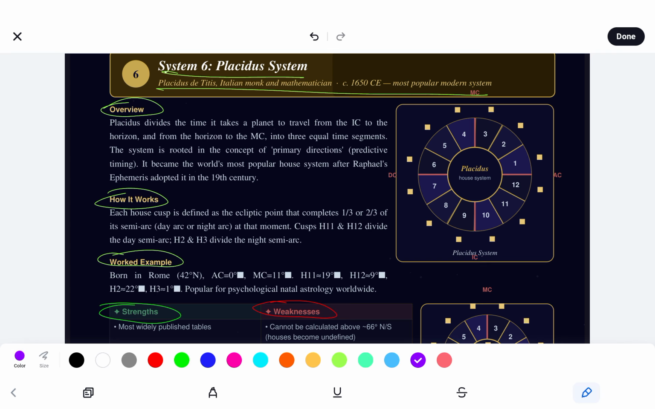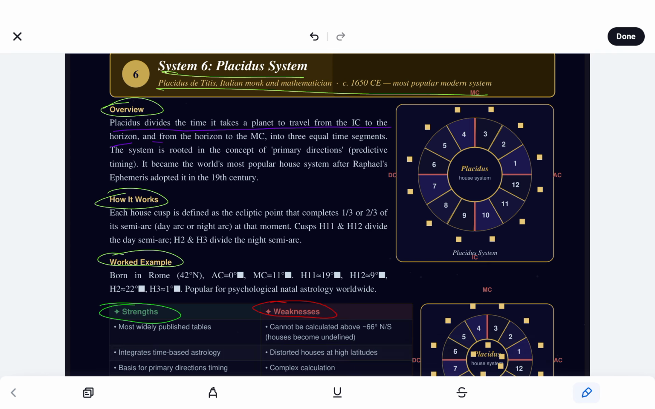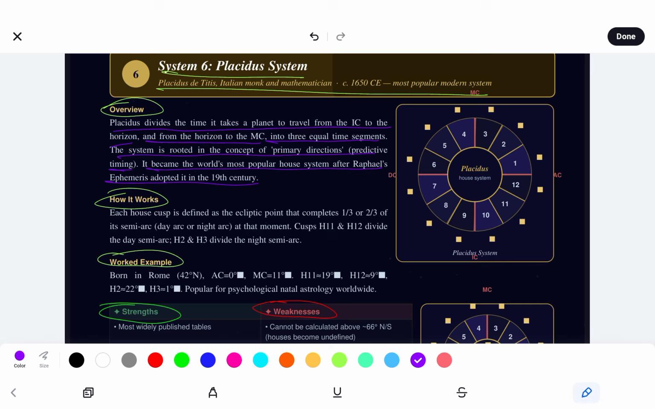So right off the bat, we see Placidus divides the time it takes the planet to travel from the IC to the horizon, and from the horizon to the MC, into 3 equal time segments. The system is rooted in the concept of primary directions, predictive timing. It became the world's most popular house system after Raphael's ephemeris adopted it in the 19th century.